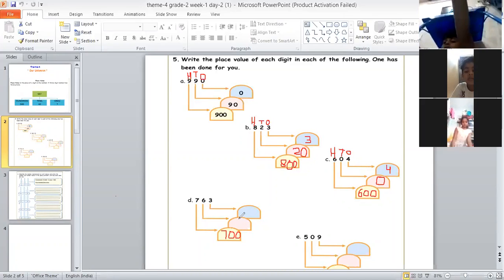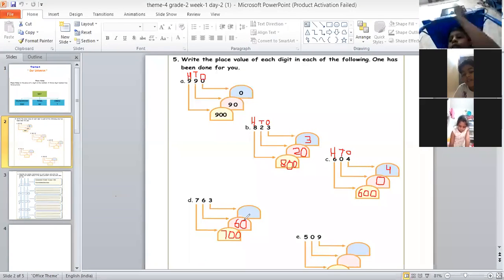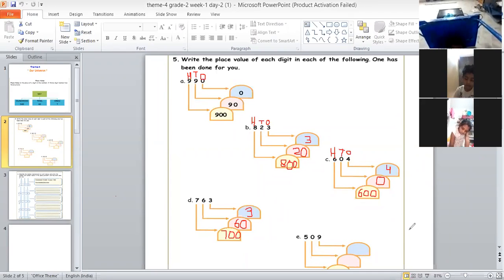60. Okay, and then last, 3. Yeah. Last we'll write 3 as it is because 3 is in ones place. Okay, that's the correct answer. Now next. Nitya. Yes, ma'am.